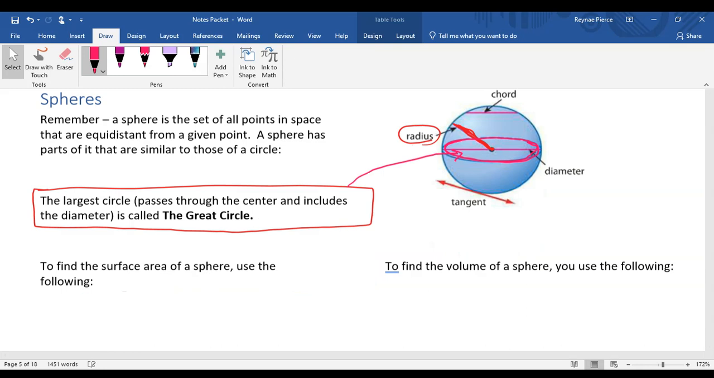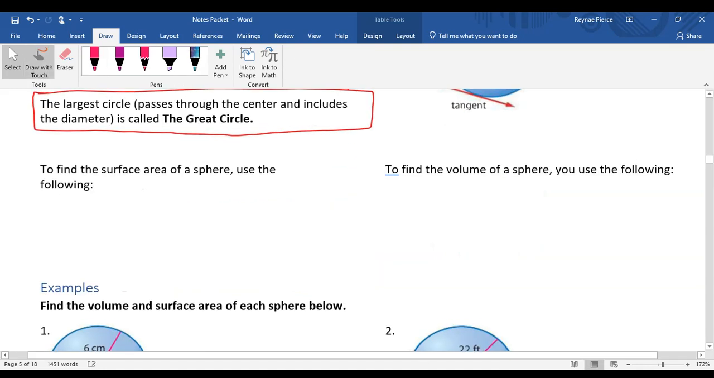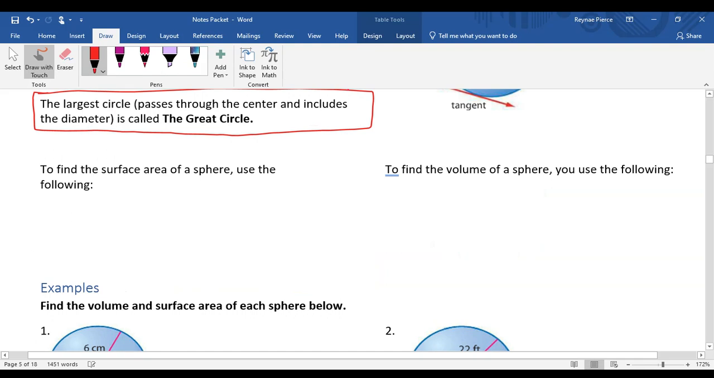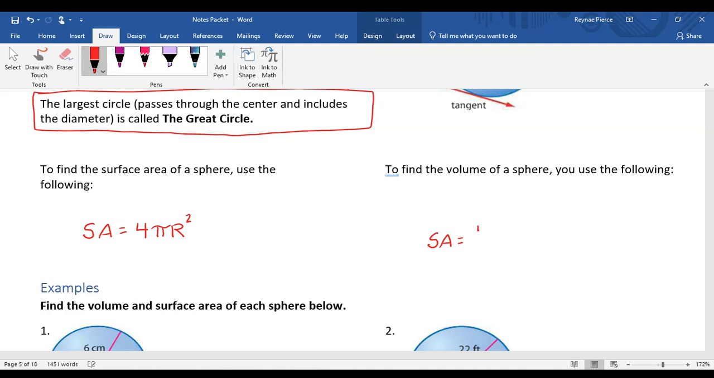To find the surface area of a sphere and the volume of a sphere, the only information that we need from our picture or from the problem is the radius. Surface area is 4 pi r squared. And the volume, not surface area again, my apologies, the volume is 4/3 pi, and not r squared, but r cubed.